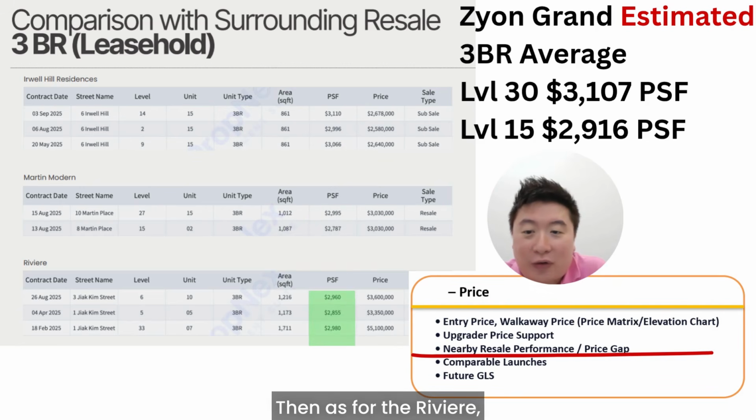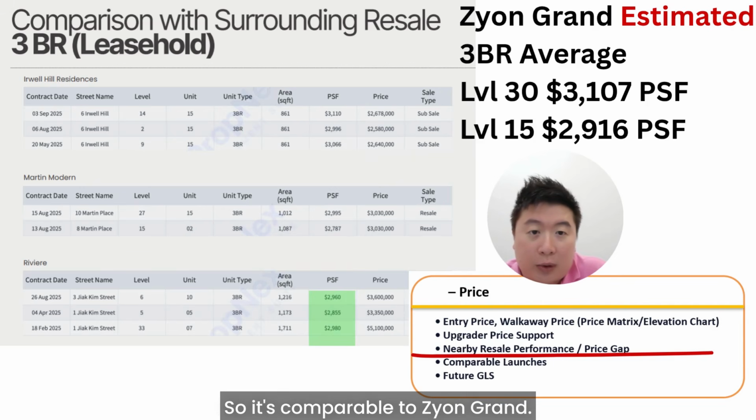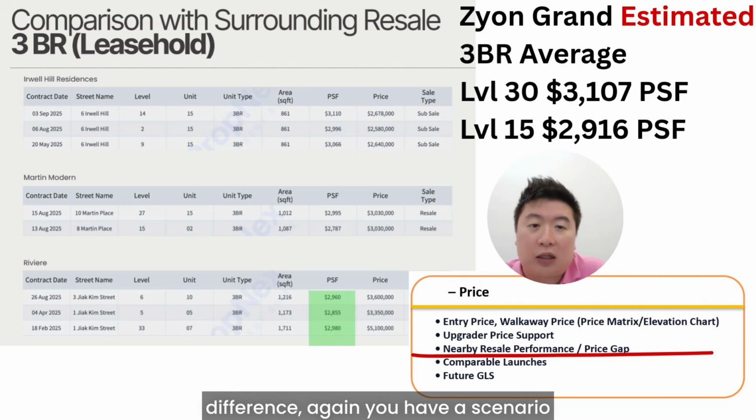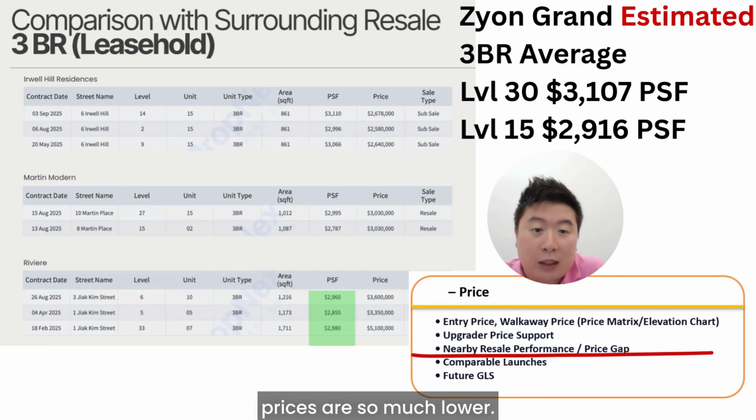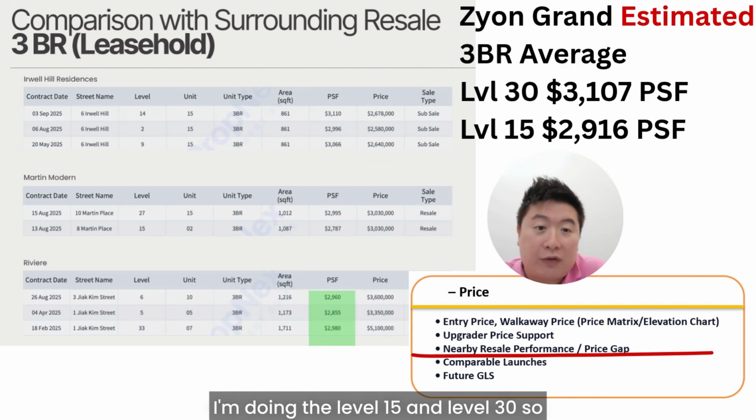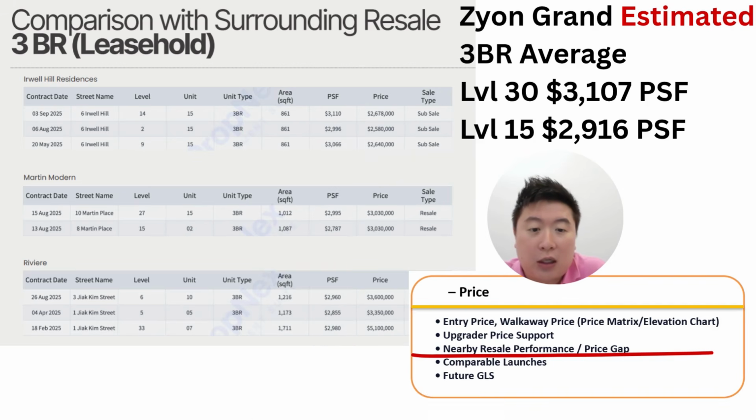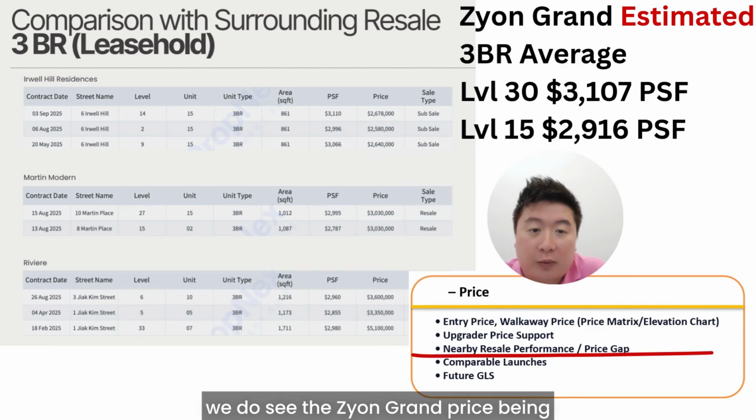Then as for the Riviera, we have also a range of about 2.9K to 3K PSF, and these are all low floor transactions. So it's comparable to Zion Grand, and in the number of years difference, again, you have a scenario where Zion Grand's entry prices are so much lower. Okay, and not just entry prices, right? I'm doing the level 15 and level 30, so we have lower mid and mid floor prices as well, based on my estimates. So yes, I think this is a situation where we do see the Zion Grand price being very, very attractive. I'm so attracted by it, by the way.